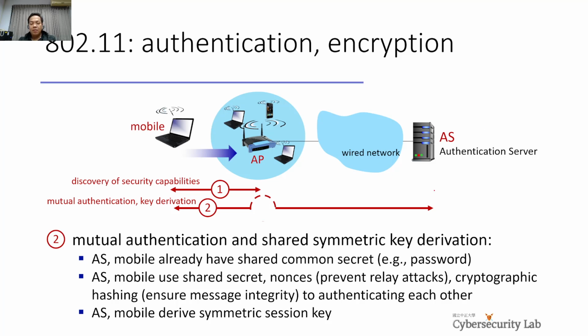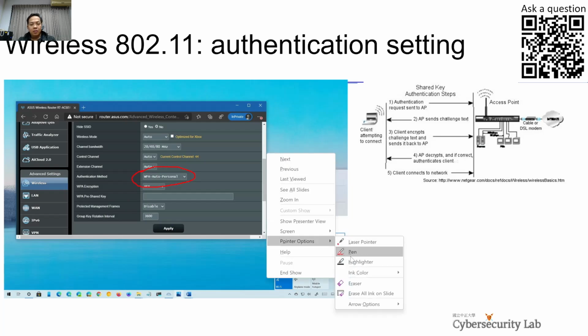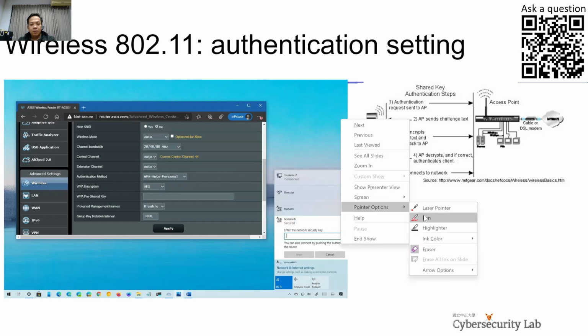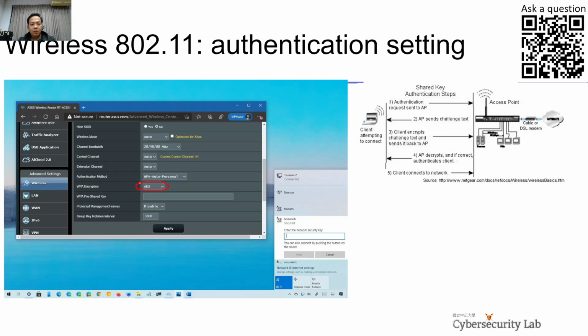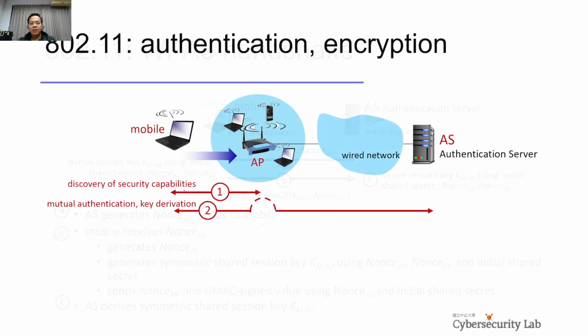Actually, in Wi-Fi we have many symmetric mechanisms: WEP, WPA, WPA2, several mechanisms. You can see over here WPA, where the encryption is AES, and we have a pre-shared key for WPA, maybe the access password or the PIN code. In WPA3, they support a handshake. This one you can check in the slides to see how it works.